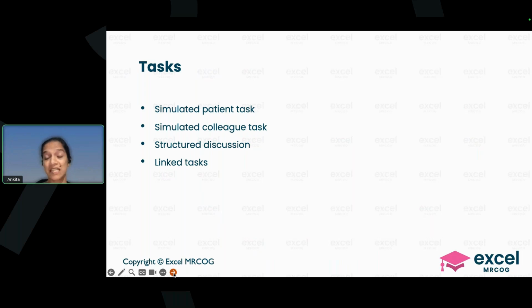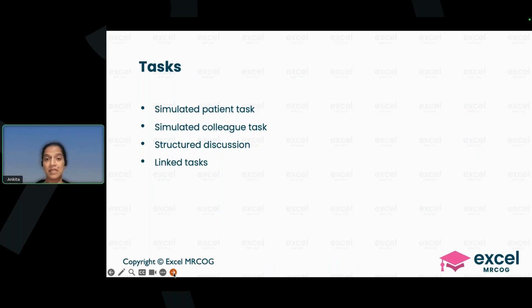And the senior midwife, for example, who's the coordinator usually in the labor ward. So the senior midwife, you are about to see the senior midwife. This is a simulated colleague task, and you're supposed to be discussing the management of all the rooms with her. So the way you start a simulated colleague task will also be different from a structured discussion.